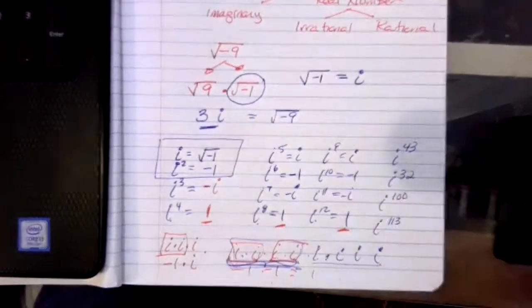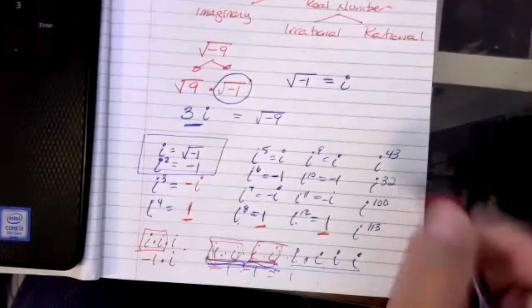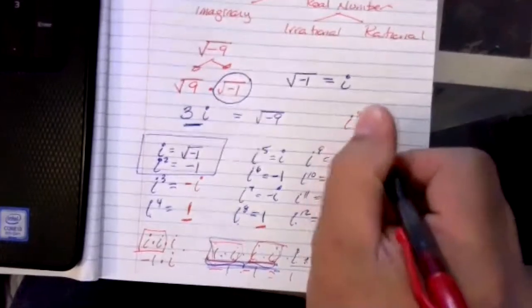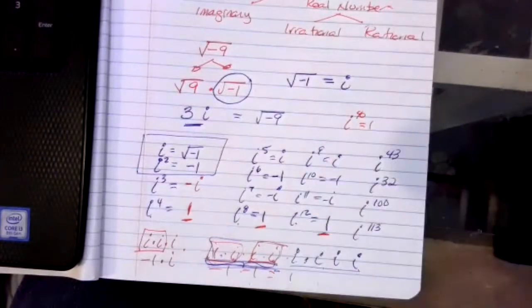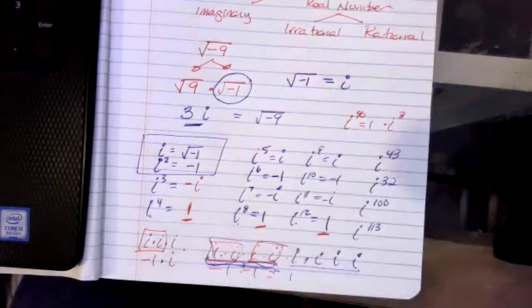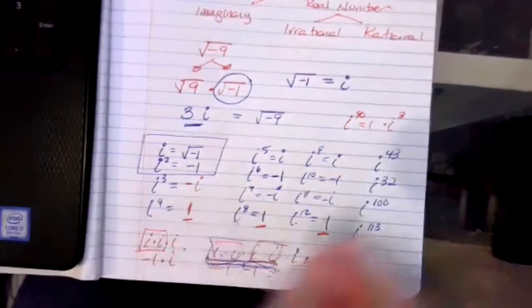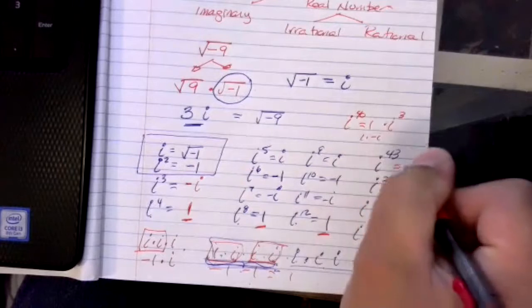So if I look at something like i to the 43, I could say, well, that's i to the 40 times i to the third. I know 4 goes into 40, so i to the 40 is equal to 1. And I know i to the third is negative i, so it's really 1 times negative i.